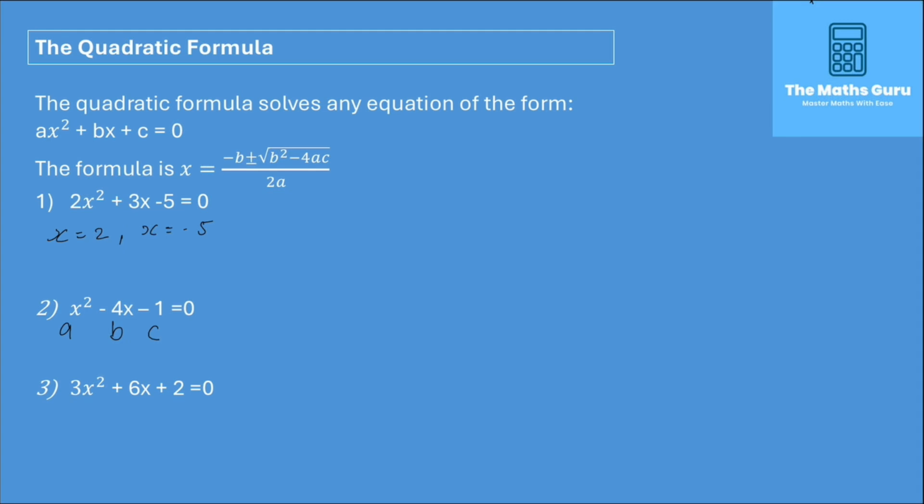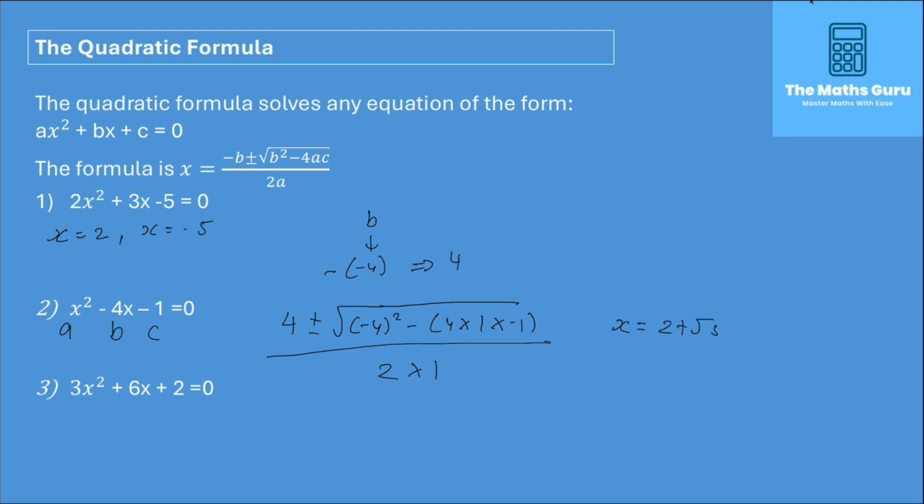Now, putting this in, our minus 4 is our b, so our minus b is positive 4. If I was to draw this out for you guys, it would be minus, and b is our minus 4. So when we do this, the minus and the minus will give us a plus and leave us with 4 like that. We have 4 plus or minus the square root of minus 4 squared minus 4 times 1 times minus 1, all over 2 times 1. This gives us, when we put it in the calculator, two answers of x equals 2 plus root 5 and x equals 2 minus root 5.